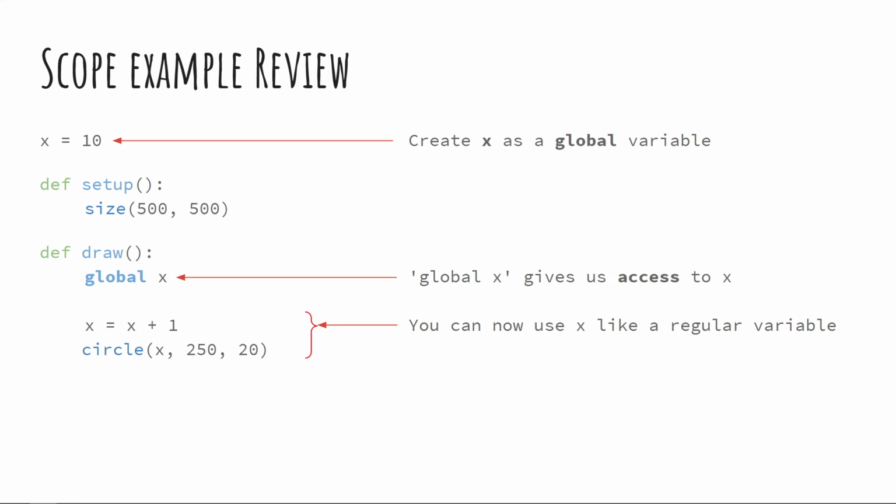So here's a code example of this. We would create X as a global variable. Then we do our setup to create our canvas, and then we draw, we start with our template, and then we put in global X, and that tells draw that when it wants to use the variable X, it needs to go looking at the global scope. So we then set X equal to X plus 1, and we draw a circle at X position of X, a Y position of 250, and with a diameter of 20.